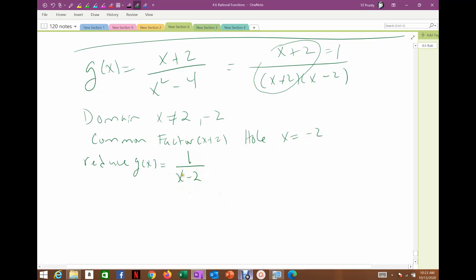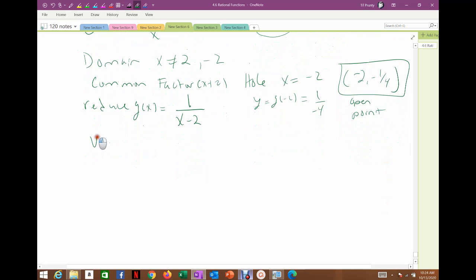And so when I plug my negative 2 in, so my y value is g of negative 2, the reduced, I get 1 over negative 2 minus 2. And so 1 over negative 4. And so I have a hole at negative 2, negative 1/4. And I've got to remember that's an open point when I go to graph it.